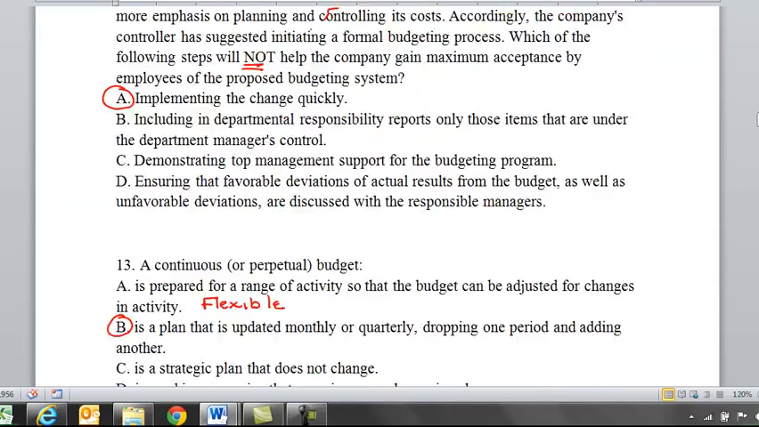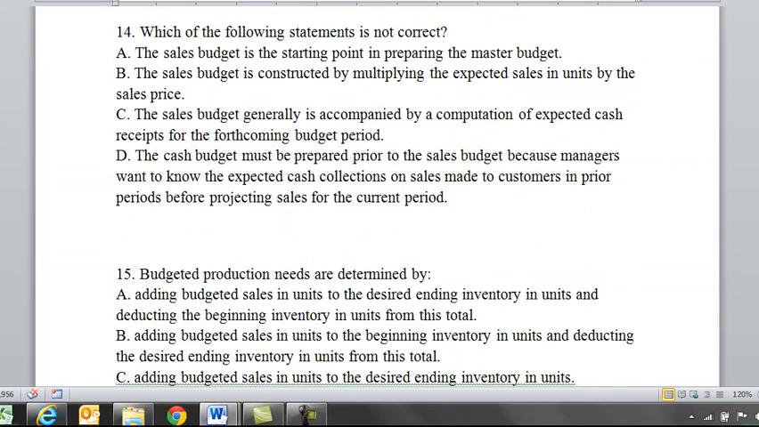14. Whoops, sorry. Which of the following statements is not correct? The sales budget is a starting point in preparing the master budget. Sounds good. B, the sales budget is constructed by multiplying the expected sales in units by the sales price. Pretty much the sales budget has 3 lines.